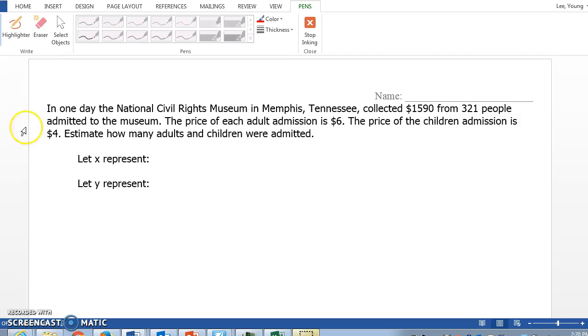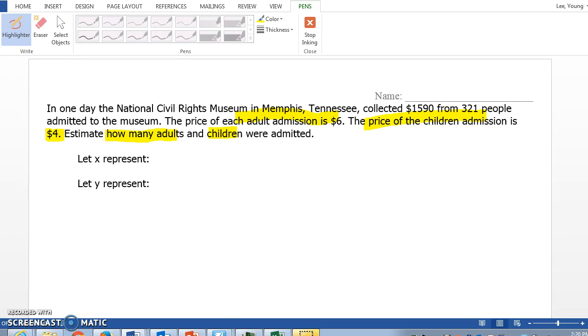Okay, now let's read the next question. In one day, the National Civil Rights Museum in Memphis, Tennessee collected $1,590 from 321 people admitted to the museum. The price of adult admission is $6 and the price of children admission is $4. They're asking how many adults and children were admitted.